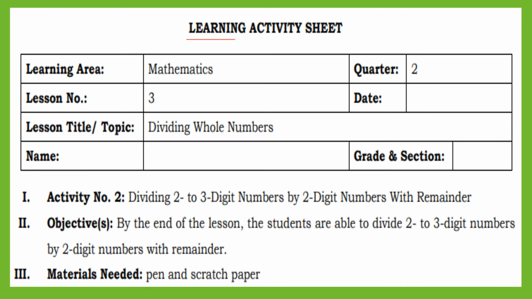Let's have a learning activity sheet. Activity number 2, dividing 2 to 3-digit numbers by 2-digit numbers with remainder. By the end of the lesson, the students are able to divide 2 to 3-digit numbers by 2-digit numbers with remainder. Materials needed, pen and scratch paper.